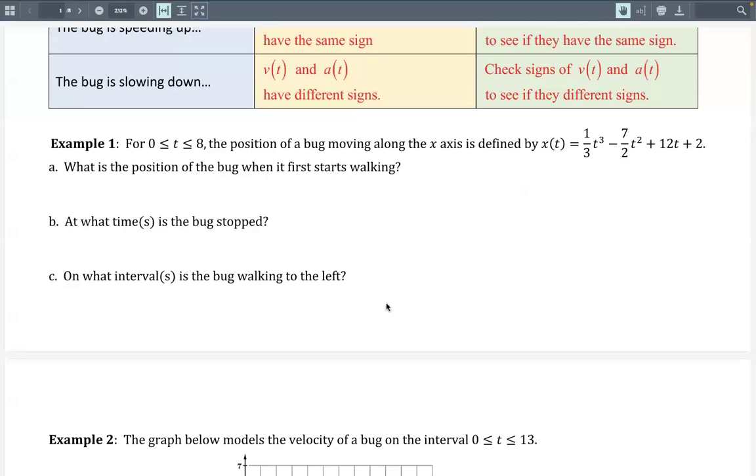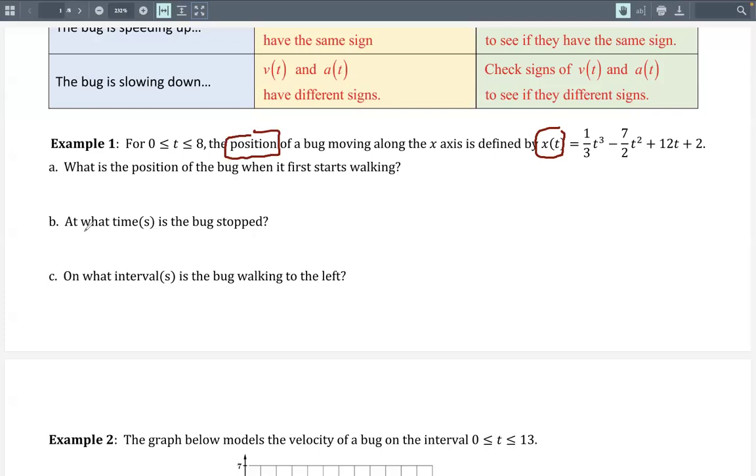So we'll look at a few of these right now. Okay, example 1 says, from time 0 to 8, we don't have units, so we just say from time 0 to 8, the position of a bug moving along the x-axis is defined by x of t, which is a position function. So this is a position function. How do I know that? One tell is x of t, and the other is that they flat out told us that it's a position function. So if you plug time in, position comes out.